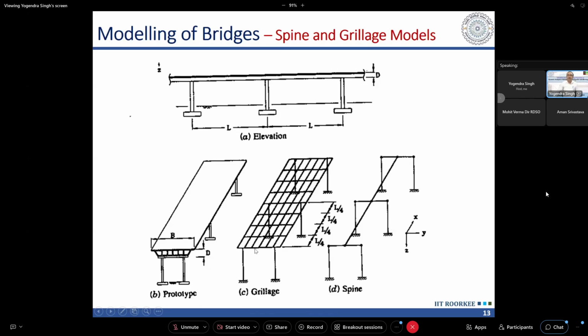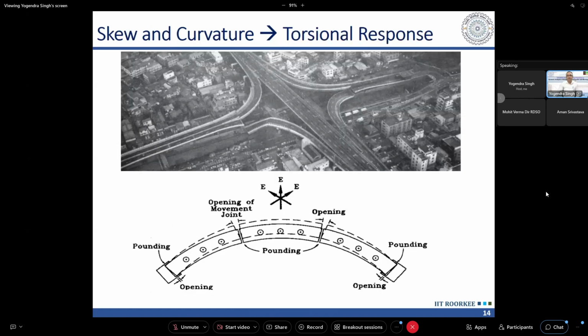When we are running moving load analysis, this grillage analysis will be more useful. We will see how it is done in the numerical, hands-on examples in the evening.